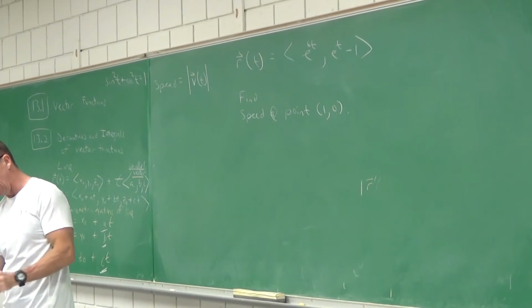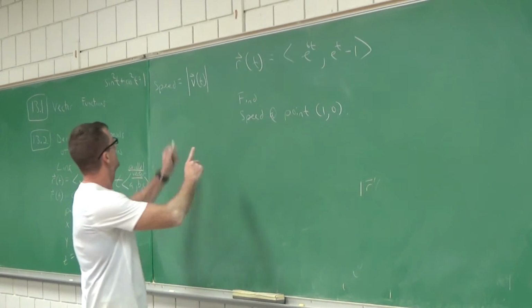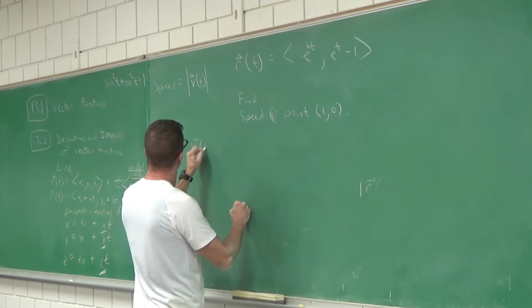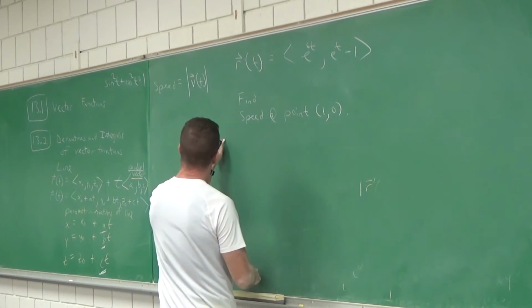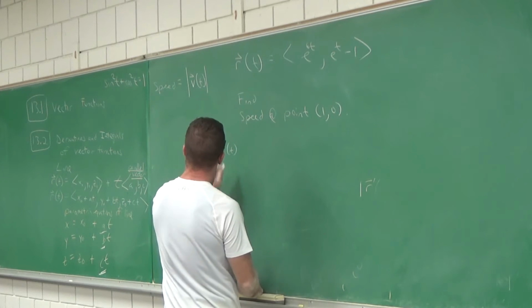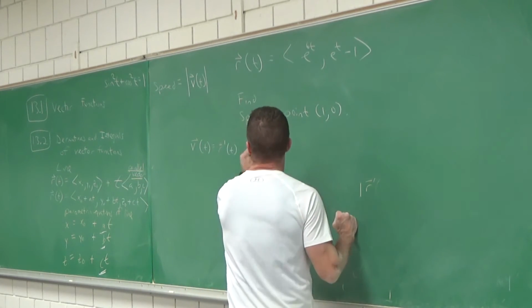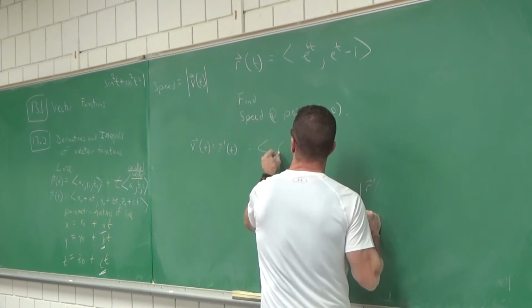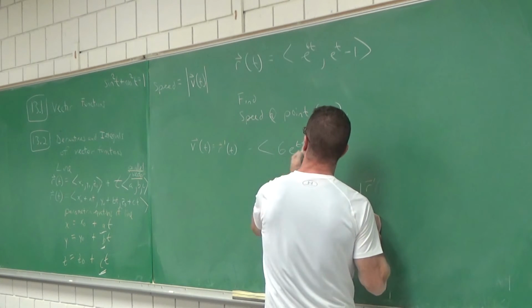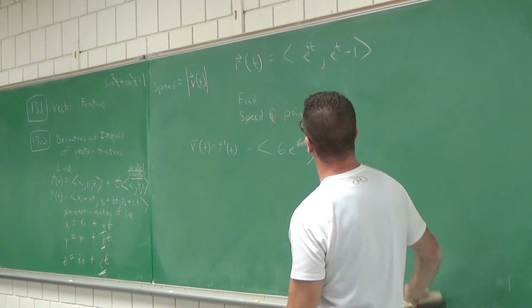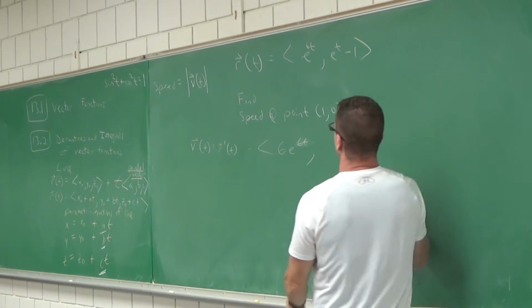So now I'm just going to find step 1. I need v of t. What's v of t? It's r prime of t. What's that derivative? 6e to the 6t. Good job at chain rule. And what's your v of t for the second component? e to the t.